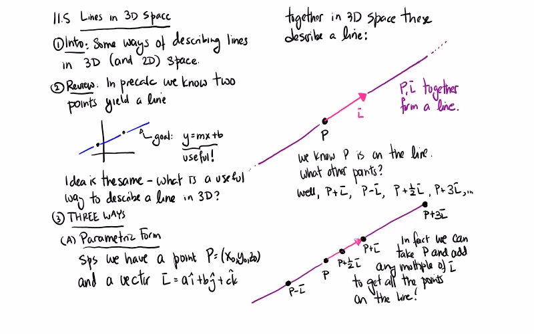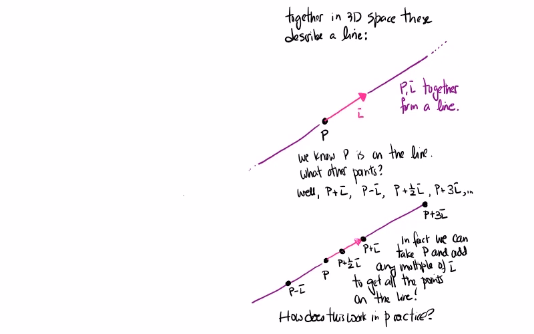So how does this work in practice? If I gave you a P and an L, how would I find some other points on the line? So let me clear the left-hand side of the screen off, and we'll do an example and introduce some new terminology and get this parametric form. Let's look at an example. This example will help us write down a final definition.